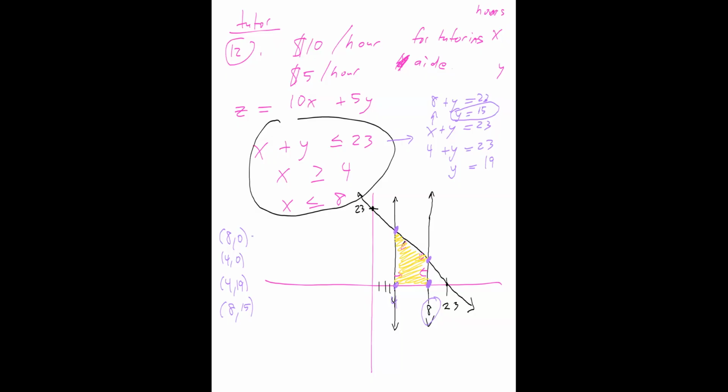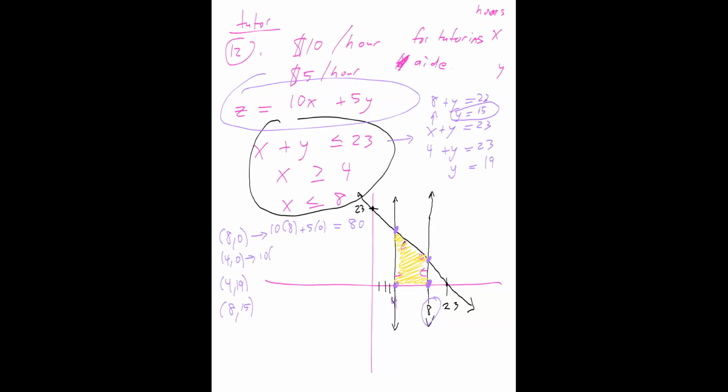Somebody take the number 80, plug it into the equation of how much the tutor makes. So plug it into the equation $10 an hour plus $5 an hour. So take 10 times 8 plus 5 times 0. And what do you get? What is 10 times 8 plus 5 times 0? 80. Good job. And what is 10 times 4?